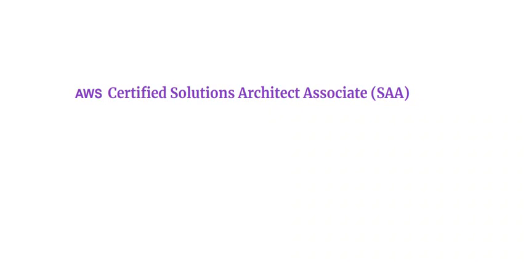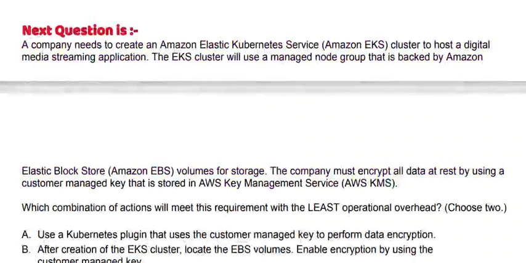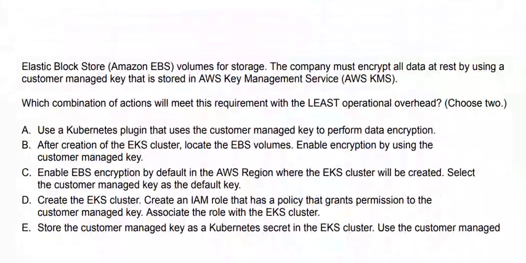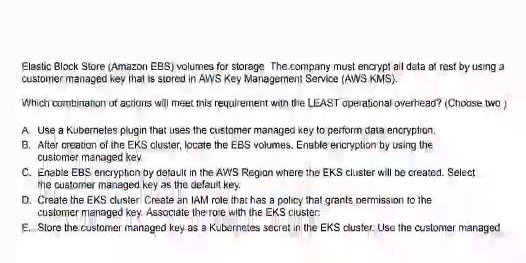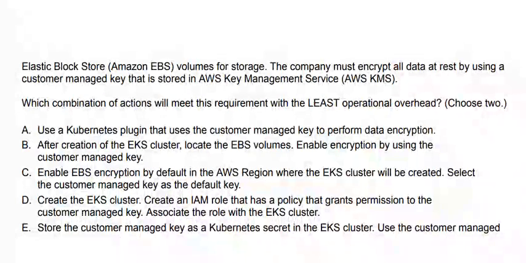Today's question is, a company needs to create an Amazon Elastic Kubernetes Service cluster to host a digital media streaming application. The EKS cluster will use a managed node group that is backed by Amazon Elastic Block Store volumes for storage. The company must encrypt all data at rest by using a customer managed key that is stored in AWS Key Management Service. Which combination of actions will meet this requirement with the least operational overhead?